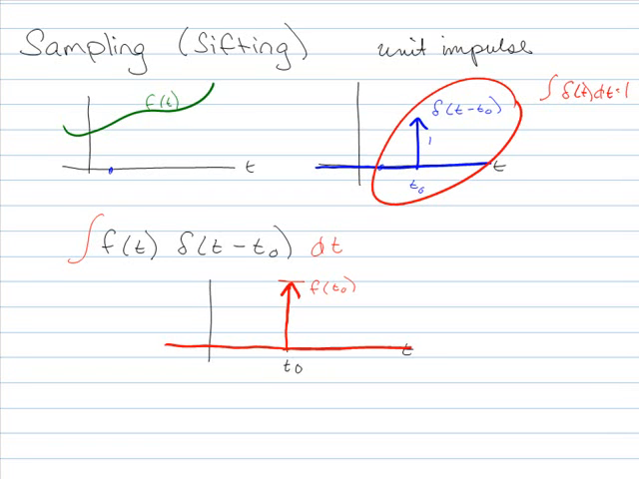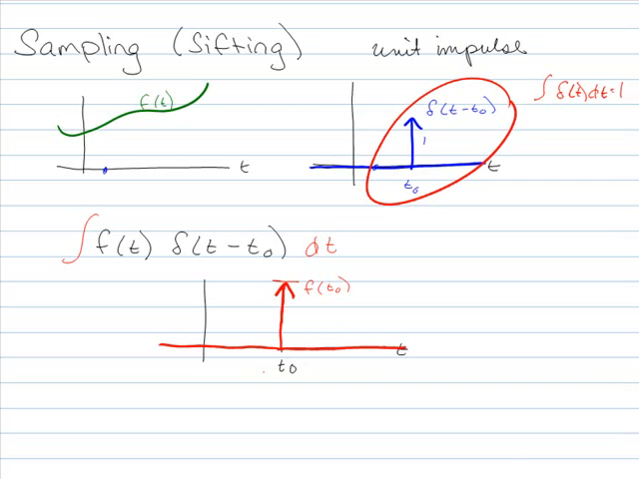Has an area under the curve of 1. So we can't just outwardly say, oh, this is just a line that comes up to f of t. What you really want to think about is it's the area under the curve.